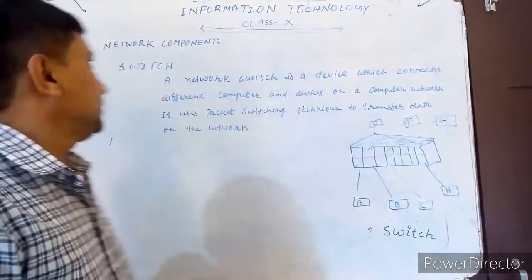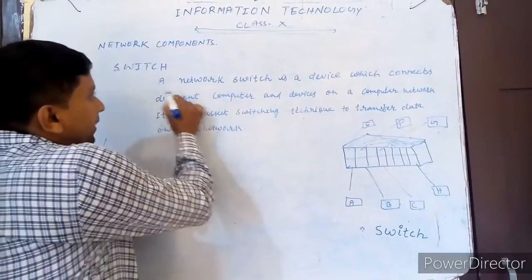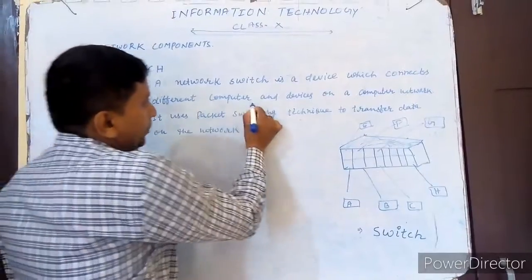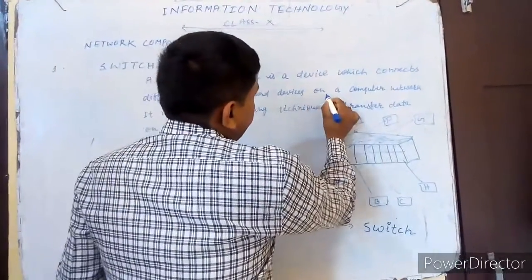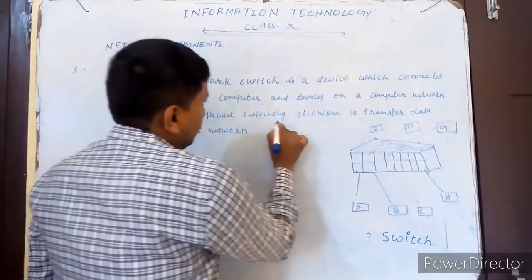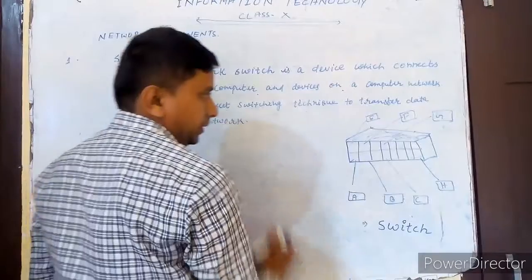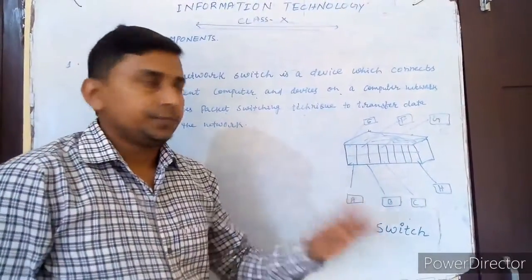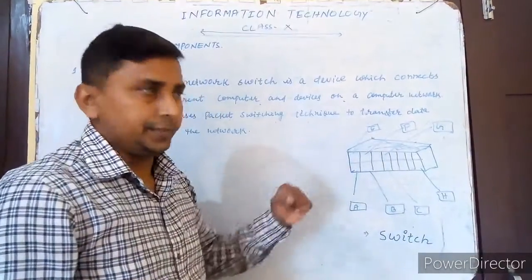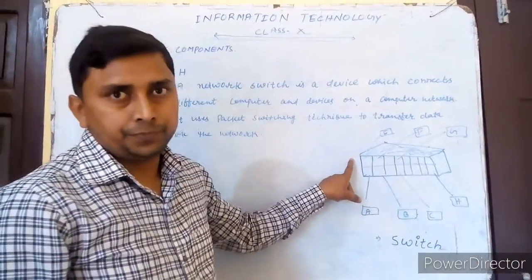The first one is switch. A network switch is a device which connects different computers and devices on a computer network. It uses packet switching techniques to transfer data on the network. Students, now you understand this figure. This is the figure of a switch.